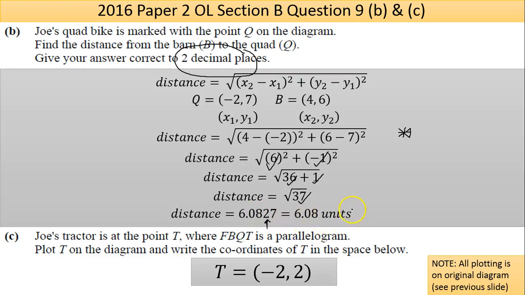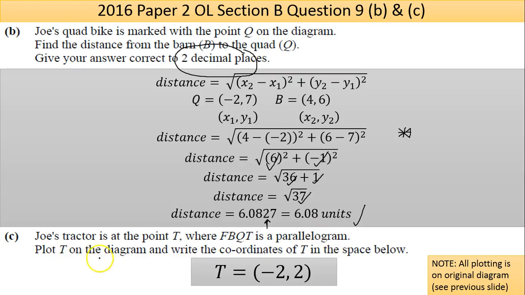Now, to cover myself, I put the word units in. If they told you it was centimeters, fine. They haven't told you any measurement yet. For all you know, it could be kilometers. So you're going to just leave it as units, and then you won't get penalized. That's part B. So then part C here, Joe's tractor is at point T, where FBQT is a parallelogram.